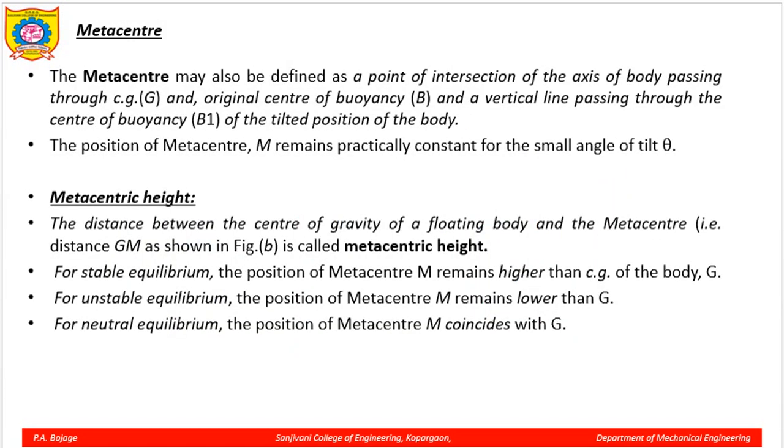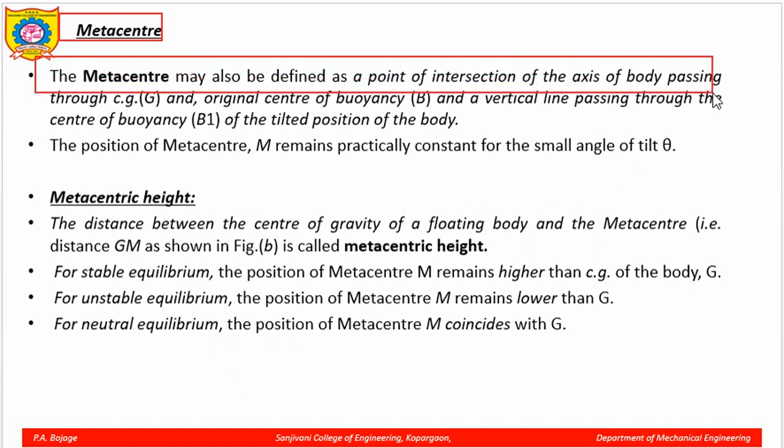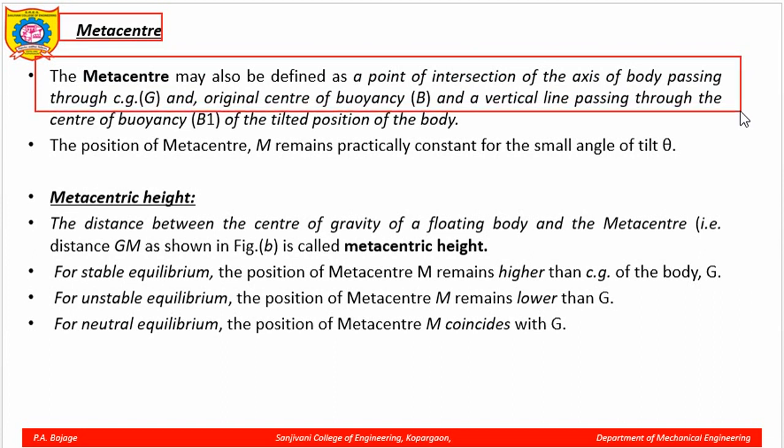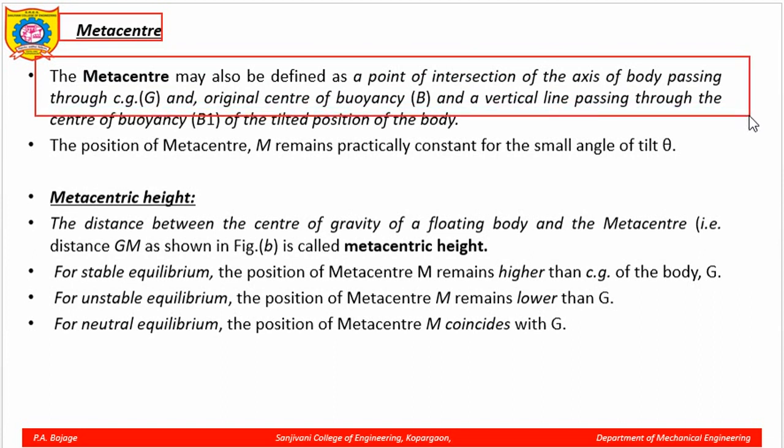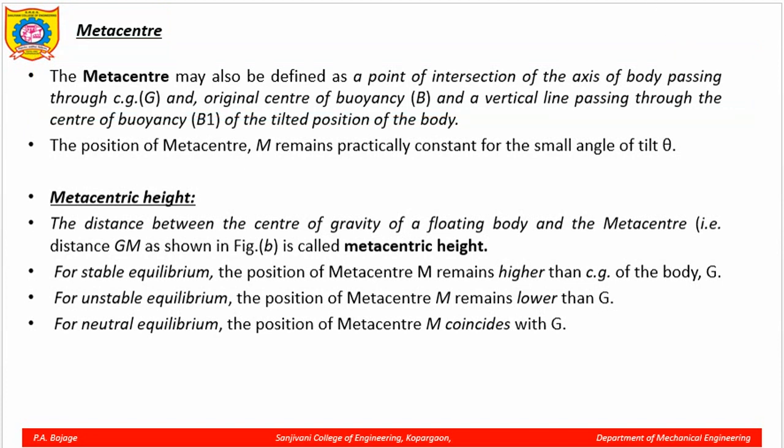Now let us understand these two terms, the metacenter and metacentric height. Metacenter may also be defined as the point of intersection of the axis of the body passing through the G point, that is the center of gravity, and original center of buoyancy. The original center of buoyancy is the point where the buoyant force is actually acting, and a vertical line passing through the center of buoyancy at a tilted position of the body. You can see in the previous slide.